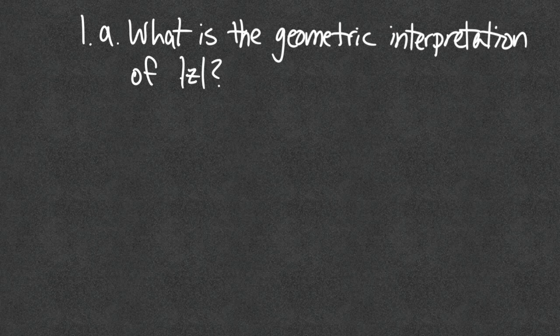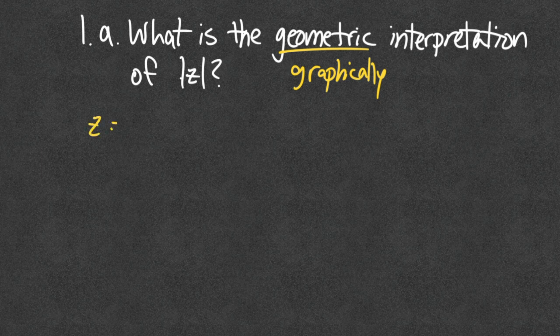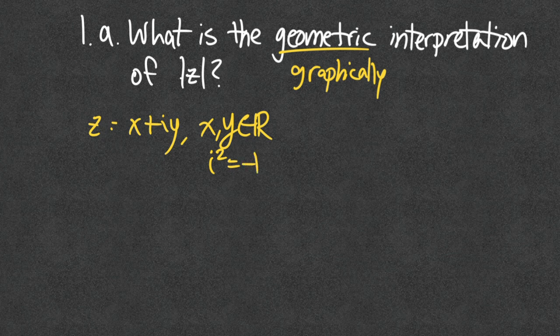All right, so part A asks, what is the geometric interpretation of the modulus of z? And when we see the word geometrically, that's just asking graphically on a Cartesian graph. Okay, so recall that for a complex number z of the form x plus iy, where x and y are real and i is the imaginary unit, meaning that i squared is equal to -1, we have that the modulus of z is the square root of the real part x squared plus the imaginary part y squared.